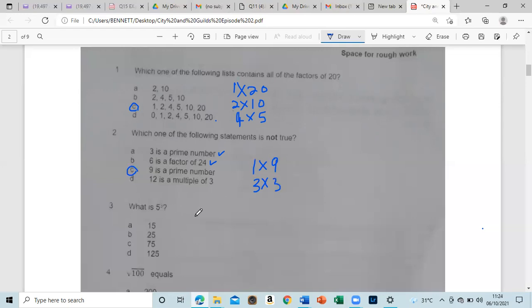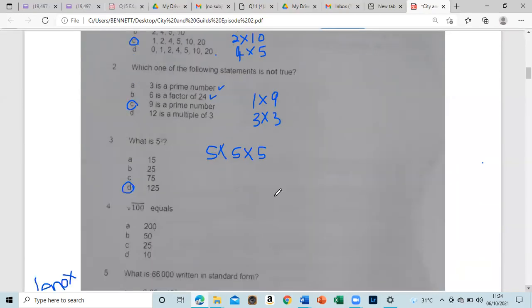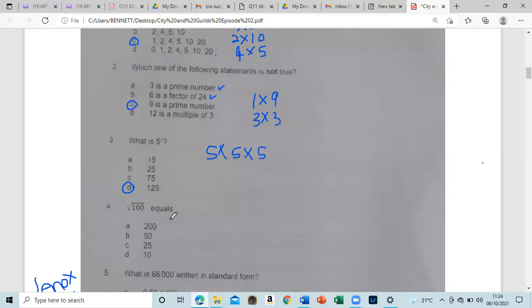This one says 5 to the third, so it's 5 times 5 times 5, and that will give us 125. This one says, what is the square root of 100? What number multiplied by itself will give you 100? That would be 10. Right, let's go to this one now.